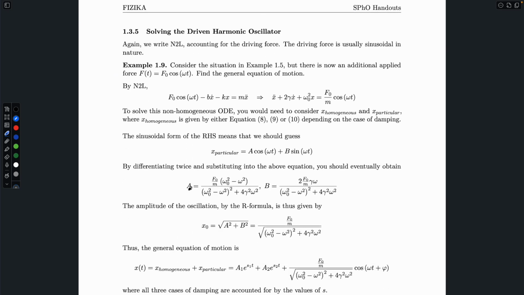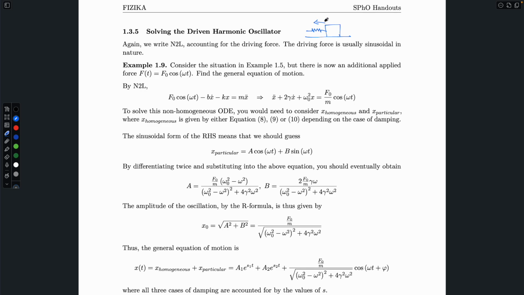The other one is the driven harmonic oscillator. This one has more stuff to it, particularly because it's a bit more annoying. So what a driven oscillator is, basically, let's say you have a spring mass system.